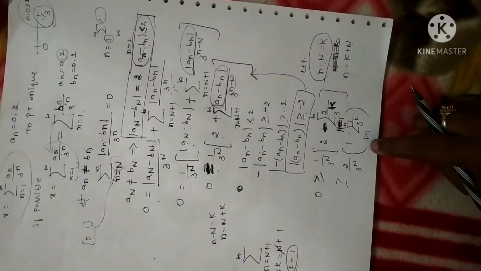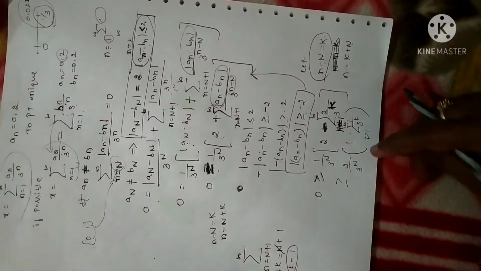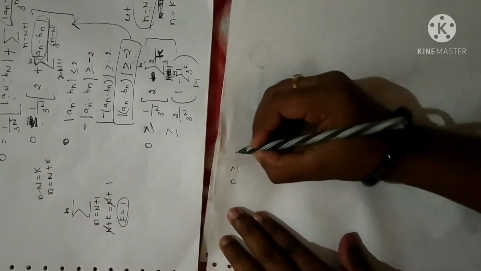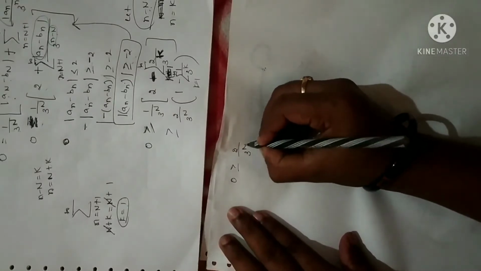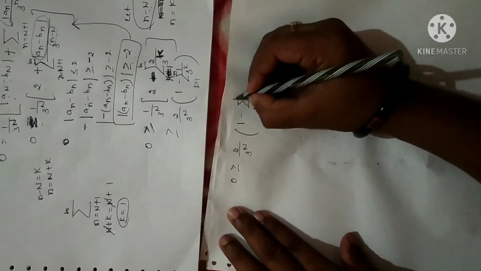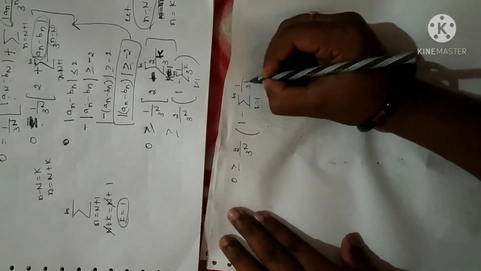Now let me rewrite this expression once again. What I have obtained is 0 is greater than or equal to 2 by 3 power of N into 1 minus the summation k equal to 1 to infinity of 1 by 3 power of k. This is what I have.